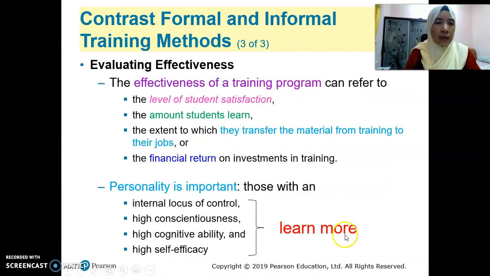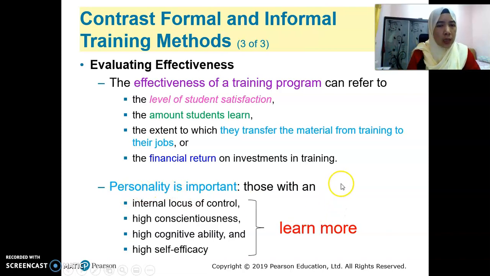Next, evaluating the effectiveness of training methods, whether formal or informal. Whether the training is considered effective depends on whether the level of student satisfaction has increased, the amount students learn has increased, the extent to which they transfer the material from the training into their job performance is higher than previously, or the financial return on the investment in the training has increased. If all of these are high, the training is considered effective.